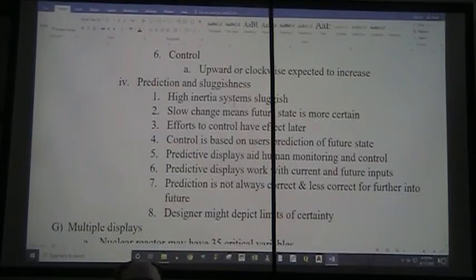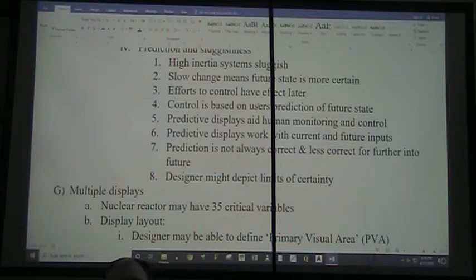That slow change means our future state is more certain, but what we do to control is going to have an effect later, after a while. So our control is based on our user's prediction of the future state. So we want to have predictive displays that are helping us with monitoring and control. Our prediction isn't always correct, and the further into the future that we are predicting, the less correct we're going to be.